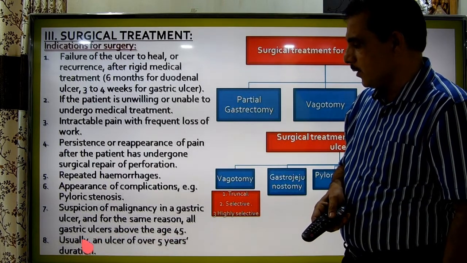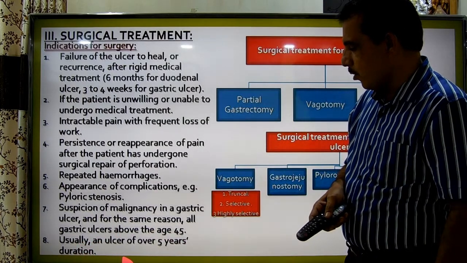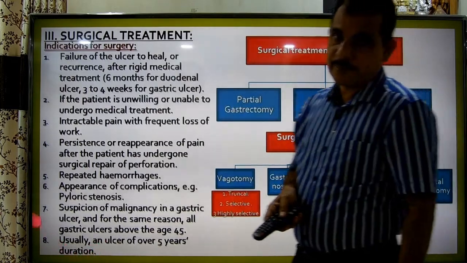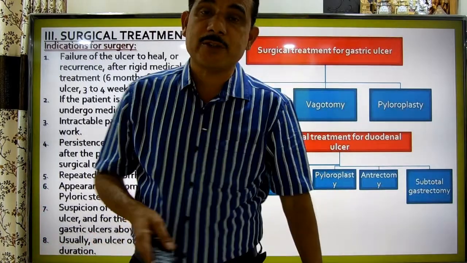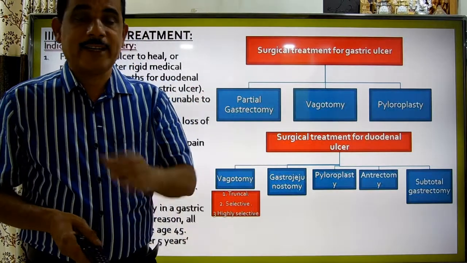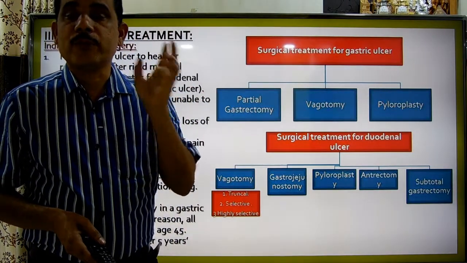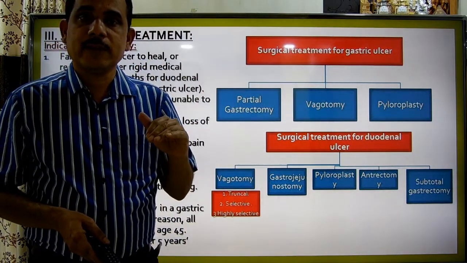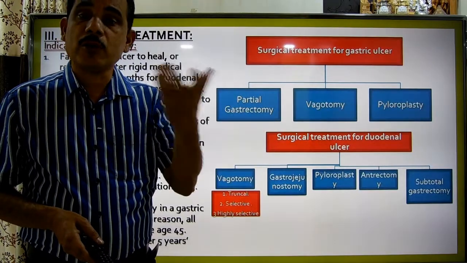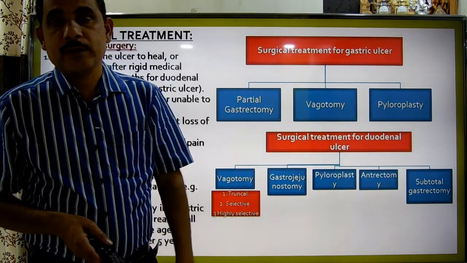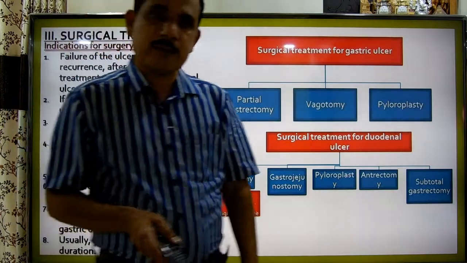And lastly, an ulcer of over 5 years duration. If a long-term ulcer is there, it indicates it will not be cured with the medicine. Second, it may turn to malignancy or it may cause a complication. So that's why in such cases you have to prepare for the surgical treatment.